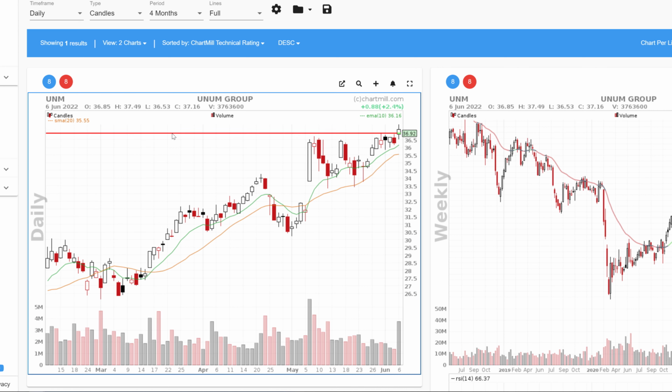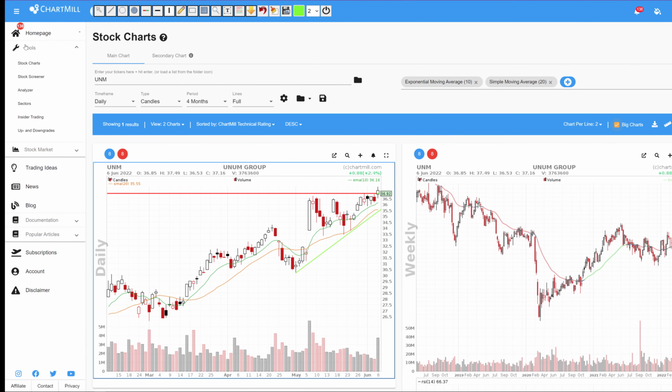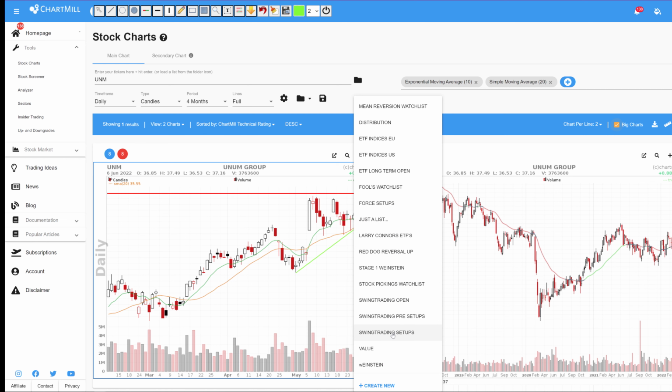So this is the horizontal resistance line. And together with this trend line, you can clearly see the ascending triangle pattern. And yesterday, price broke out above resistance. Price even closed above resistance with some decent volume. As you can see here, some decent buying volume and a breakout above resistance. So this is actually a trading setup. So I will add this stock to my swing trading setups.